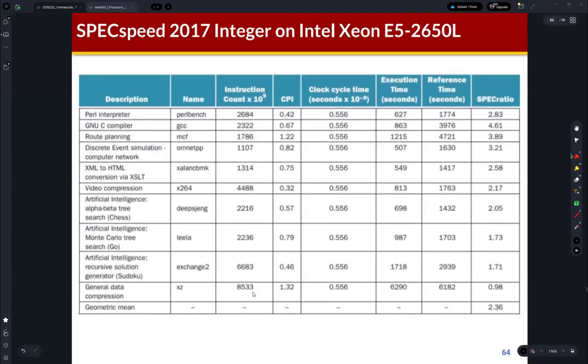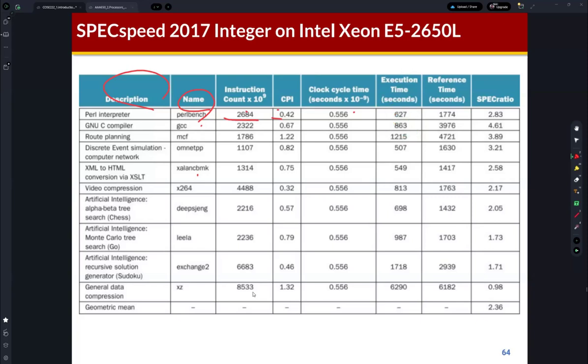So this is the example. This is the application name. You can find the multiple applications. As I mentioned, this is a bundle of applications. Now you can find the instruction count, CPI, and clock period like this. Also, by using these numbers, we can calculate the execution time.